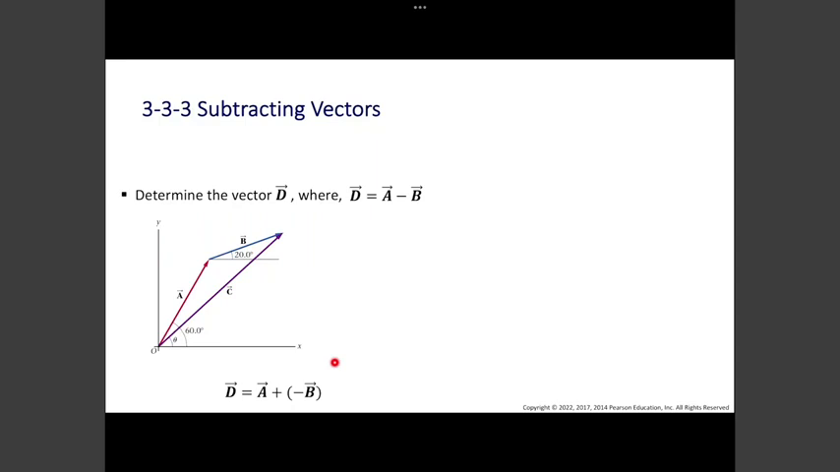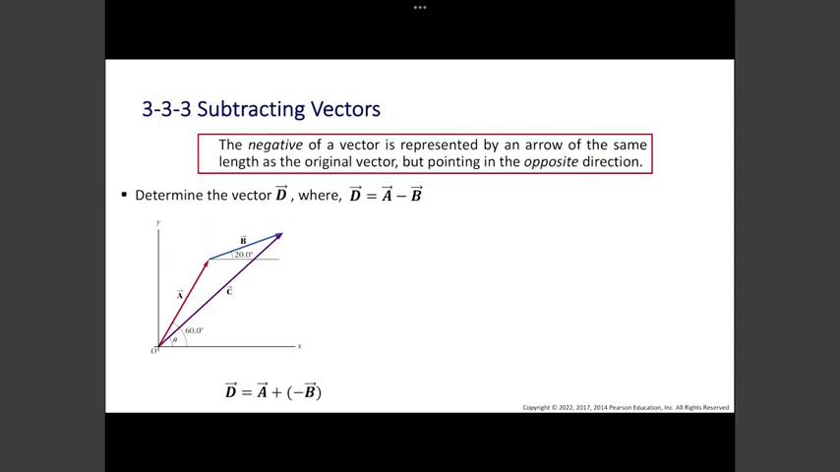Now the negative of a vector has a very simple graphical interpretation. The negative of a vector is represented by an arrow of the same length as the original vector but pointing in the opposite direction. For example, for B, it should be pointing in the opposite direction and with the same angle. This angle should be 20 degrees.